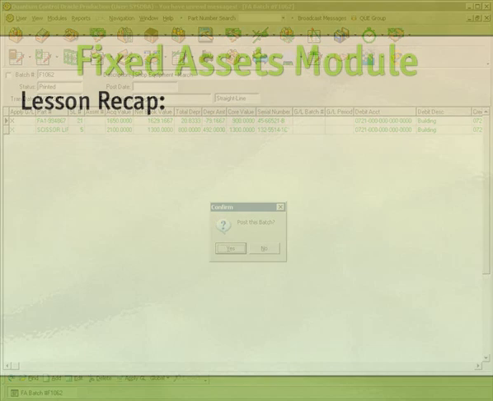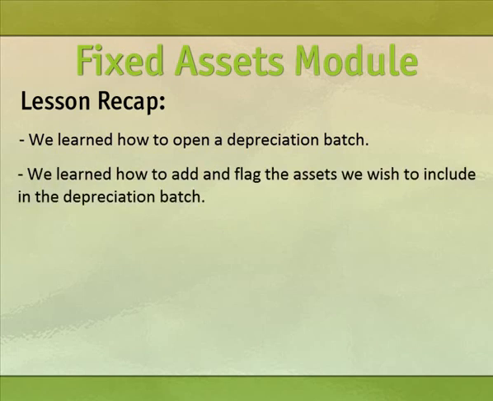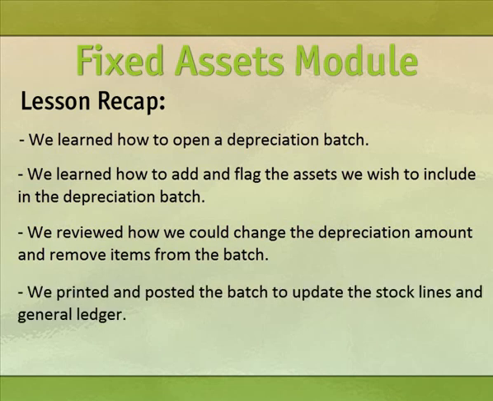To recap what we have learned in this lesson, we learned how to open a depreciation batch. We learned how to add and flag the assets we wish to include in the depreciation batch. We reviewed how we could change the depreciation amount and remove items from the batch. Lastly, we printed and posted the batch to update the stock lines and general ledger.